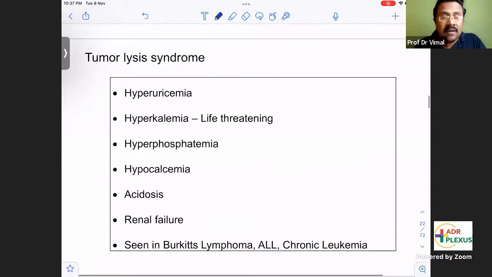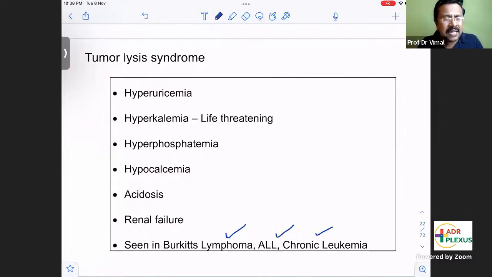So in this context, a quick review about the tumor lysis syndrome. So what is tumor lysis syndrome? When the tumor has a high bulk of tumor cells, rapidly proliferating tumors like Burkitt's lymphoma, ALL, and certain chronic leukemias, the tumor load, that is the tumor cell mass, is highly proliferating. So when there is a high turnover of the cells, or when they initiate the chemotherapy, a large number of cells die at once: tumor lysis syndrome.